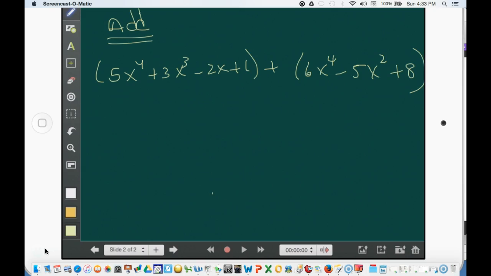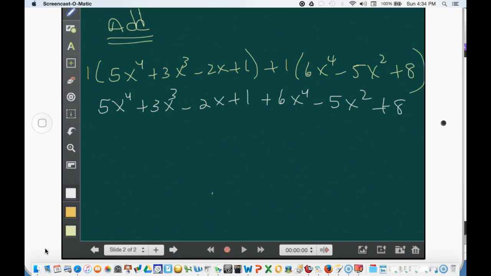Well, this is really just pretty easy peasy, because if we can imagine that there is a 1 in front of each of these parentheses, and when I distribute a 1, everything stays the same. So this will become 5x to the fourth plus 3x cubed minus 2x plus 1 plus 6x to the fourth minus 5x squared plus 8.